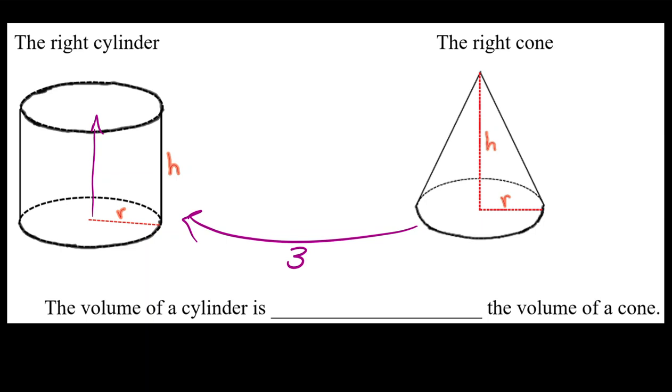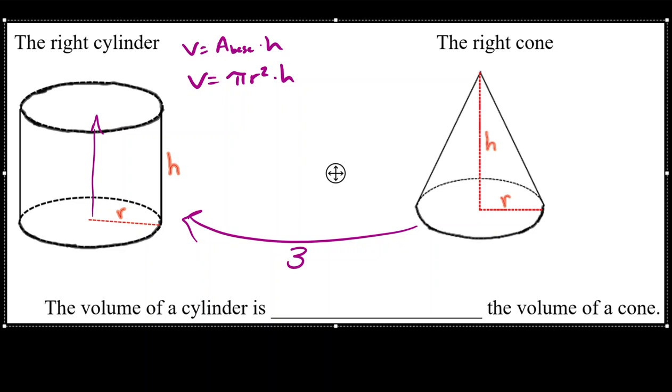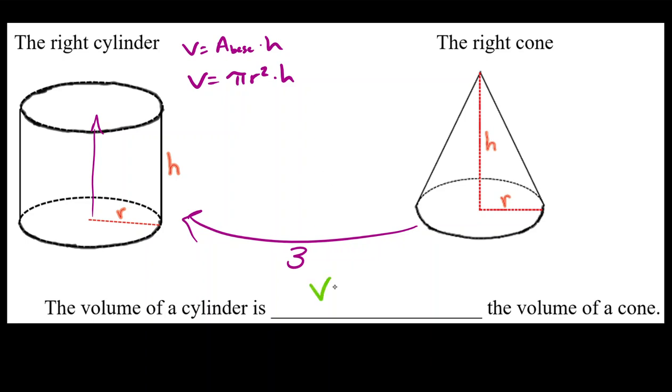Well, what's the volume of a right cylinder? The volume of a cylinder is the area of the base times the height, and the base is pi r squared. So the volume ends up being pi r squared h. We already knew that. So if the volume of a cylinder is 3 times larger than the volume of a cone, then that means the volume of a cone is 3 times smaller than the volume of a cylinder. So that means our formula for the volume of a cone is volume equals pi r squared h divided by 3.